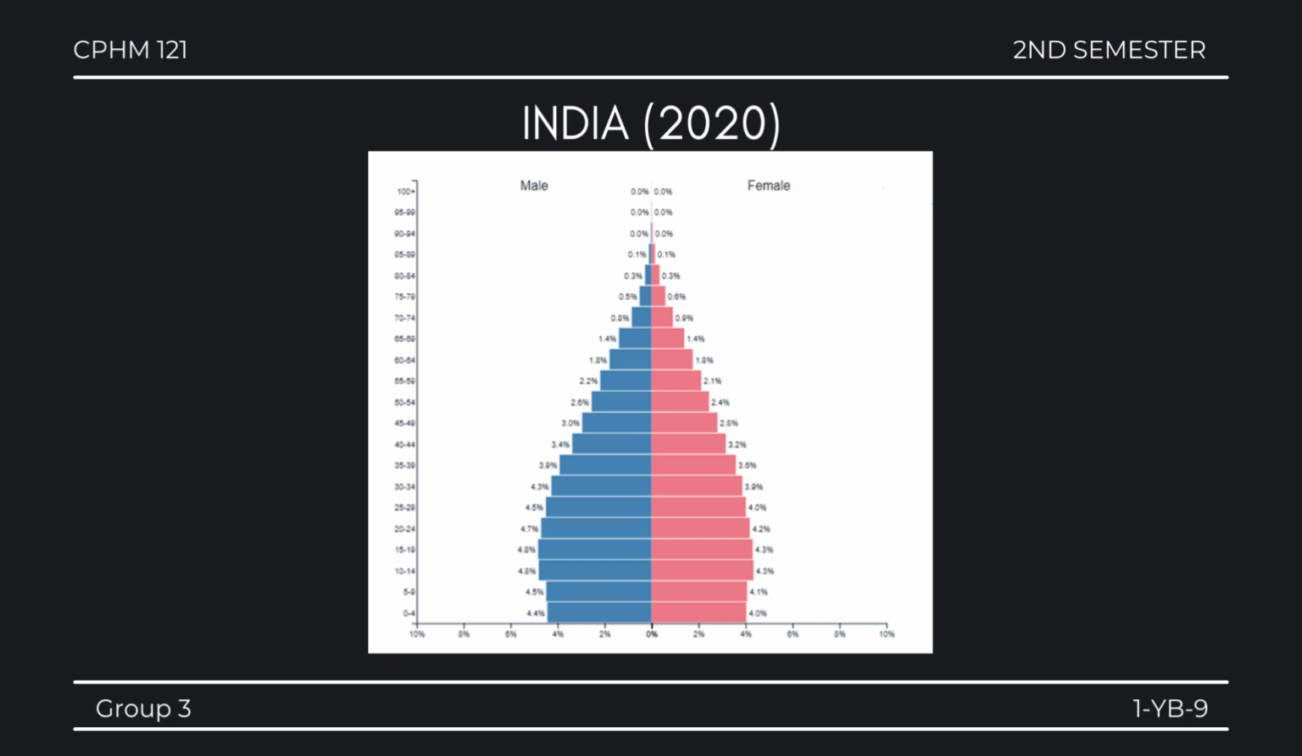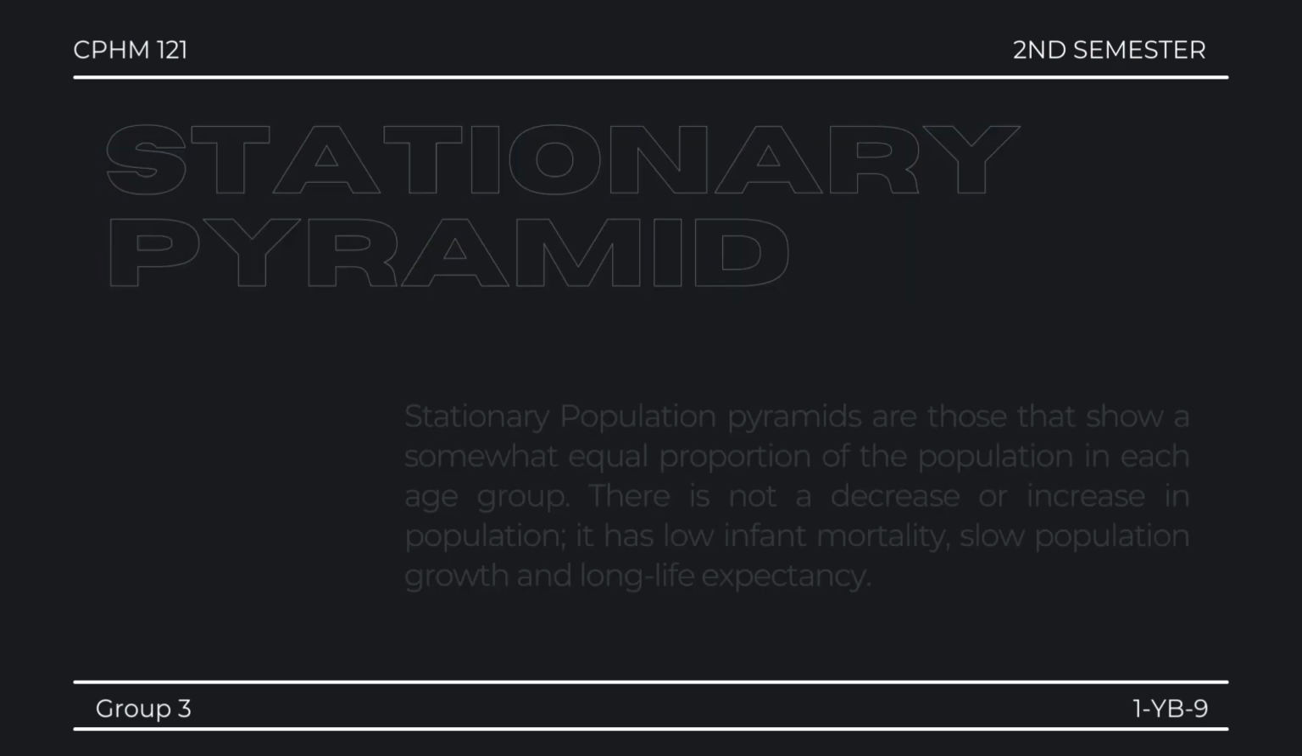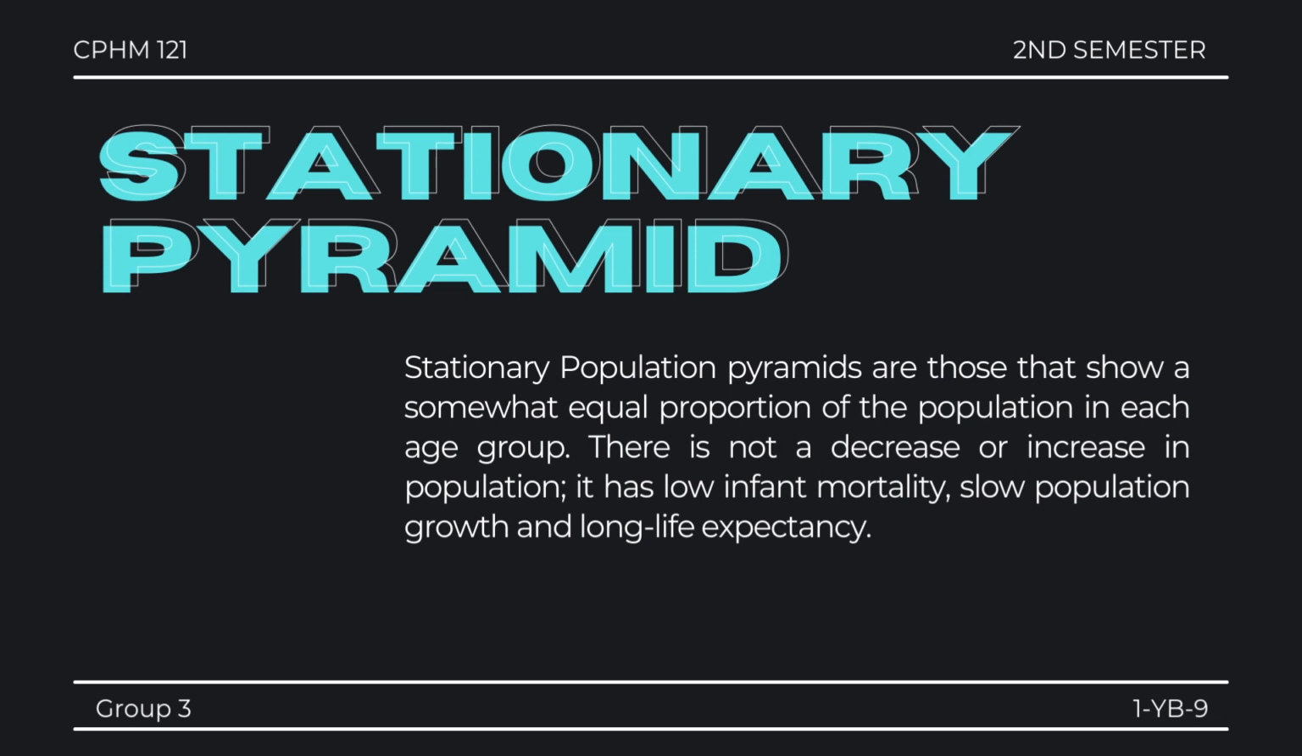Now let's move on to the last type of population pyramid, the stationary pyramid. Stationary population pyramids show a somewhat equal proportion of the population in each age group. There is no decrease or increase in population. It has low infant mortality, slow population growth, and long life expectancy.